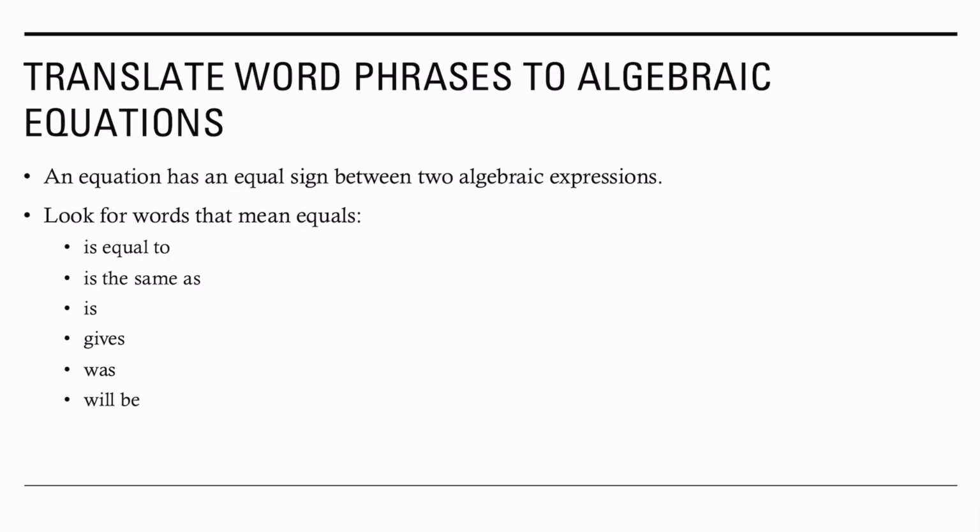So instead of being expressions like we talked about in the last video, we're looking at equations. And so we're looking for words that mean equals. So these are things like is equal to, is the same as, is, gives, was, will be, any of these kind of expressions or word phrases. We're really looking for those.